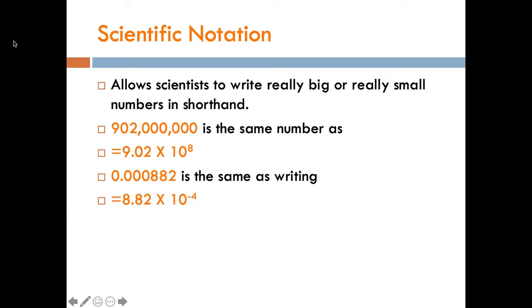Another math thing that you need to know is scientific notation. It allows scientists to write really big or really small numbers in shorthand. 902 million is the same number as 9.02 times 10 to the 8th. Saves you a little bit of writing, especially if the number is even bigger. Then 0.000882 is the same as writing 8.82 times 10 to the negative 4th. When you see a negative exponent, that means the number is less than 1. It's really, really small. It's a decimal.